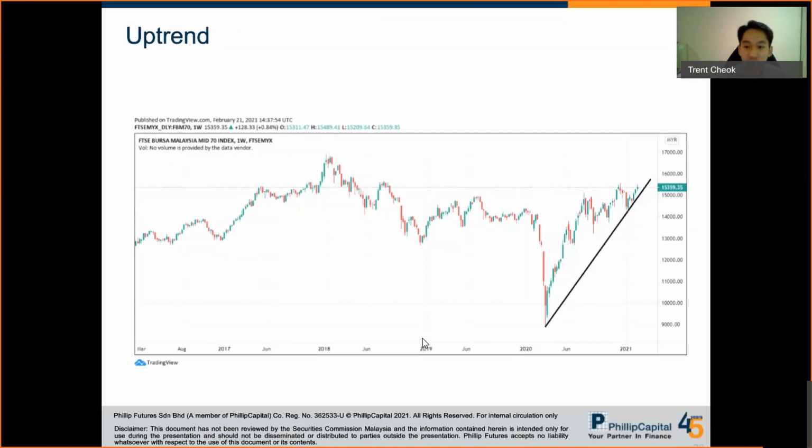Then this is a more recent period. So you can see there's higher high and higher low. It's quite clear cut. If you zoom out the chart and put it on a weekly or daily time frame, it's easier for you to identify the overall direction of the FM70 index. So you can just draw a trend line there. You can see there's higher high and higher low. Generally the price moves in an upward manner.